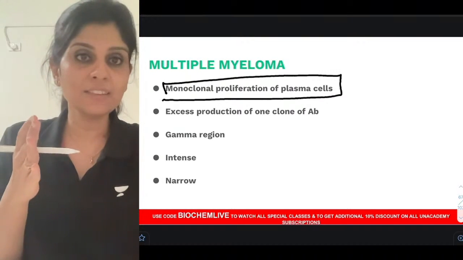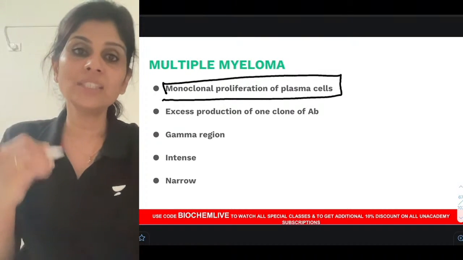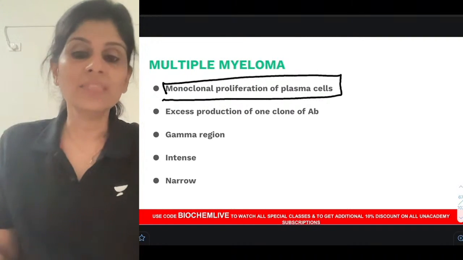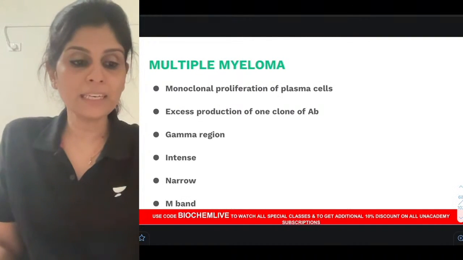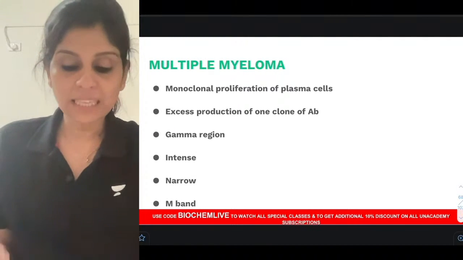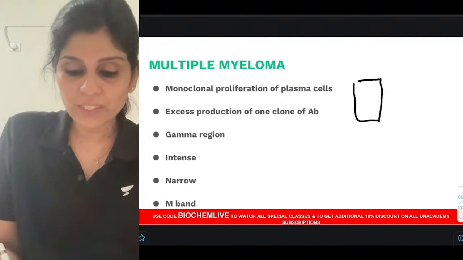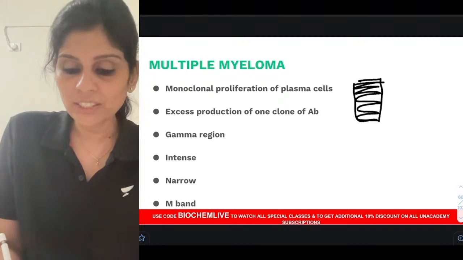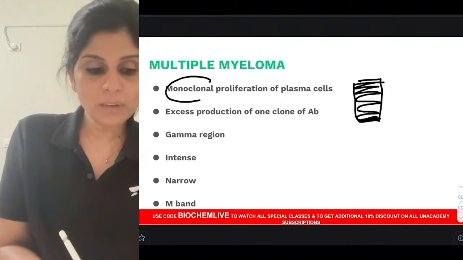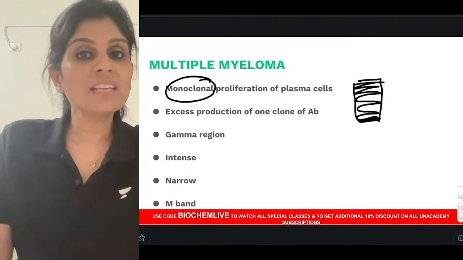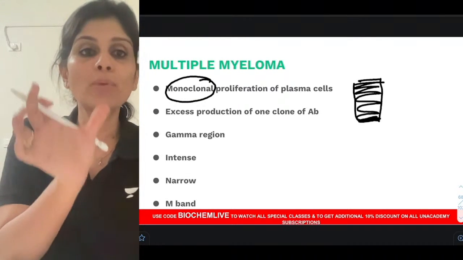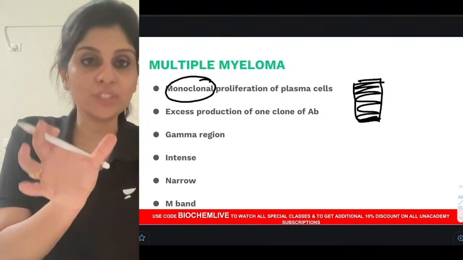Do you all understand this? So what will you see in the gamma region? In the gamma region, you'll see a very narrow, intense band, and that is called the M band of multiple myeloma. So tell me, what will you call it when there is a broad band? If you see a broad band in the gamma region, then what is it because of? It is because of polyclonal proliferation. Whenever there is polyclonal proliferation of plasma cells, you will see a broad intense band in the gamma region.